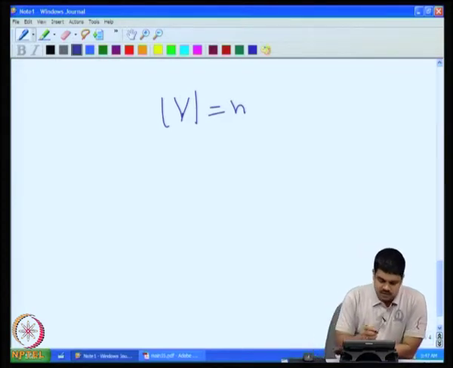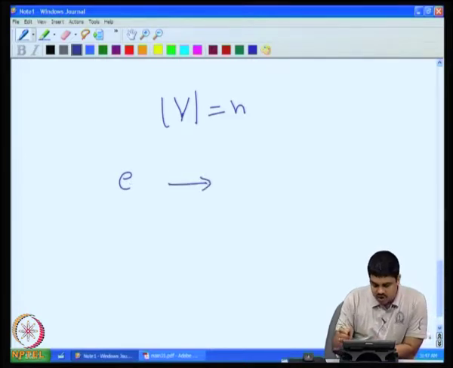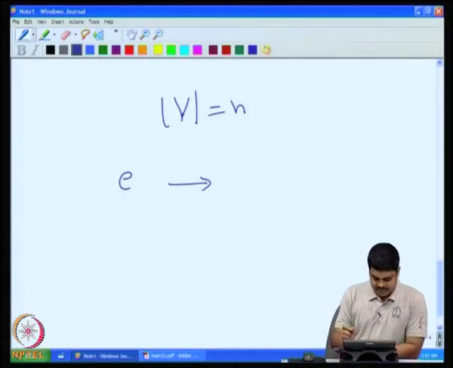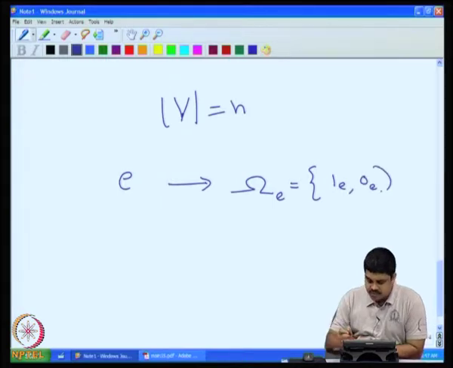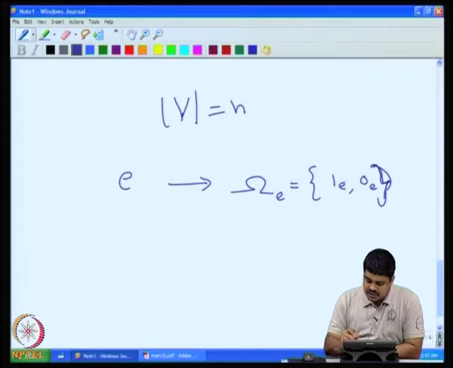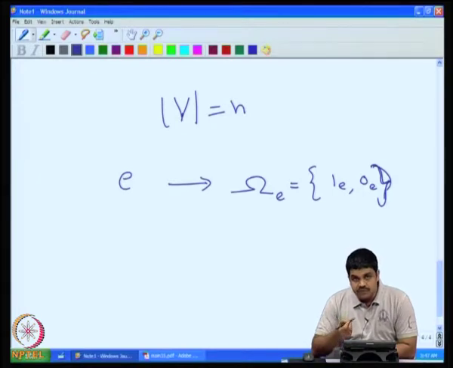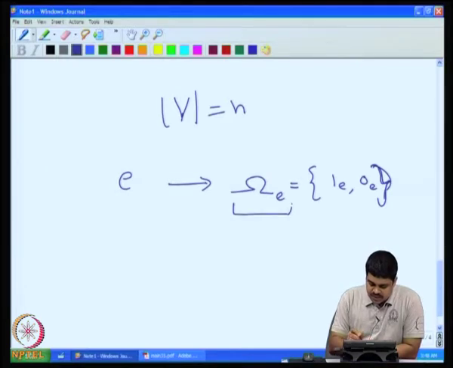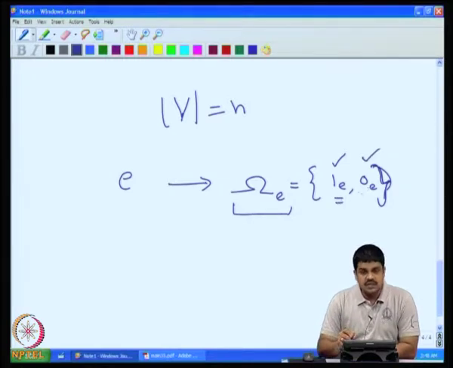So, we will suppose E is an edge, and then we will associate a small probability space with that edge itself. We will call Omega_E the set of outcomes, namely 1_E and 0_E. What does it mean? 1_E is the outcome which tells us that the edge is selected, because we are going to finally create a graph by selecting some edges and not selecting some other edges. So, we are defining a probability space for a given edge where the outcomes are 1_E and 0_E. 1_E denotes that the edge is selected.